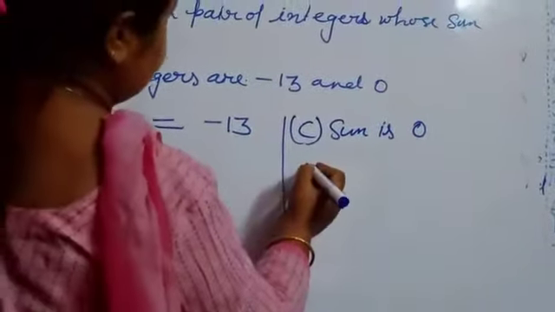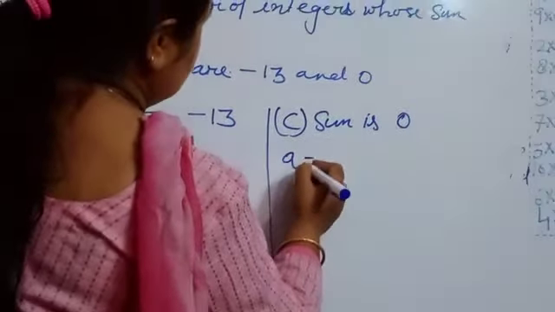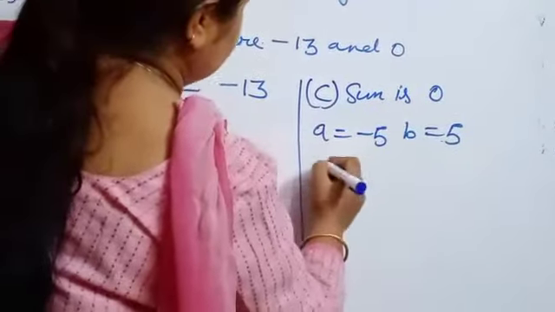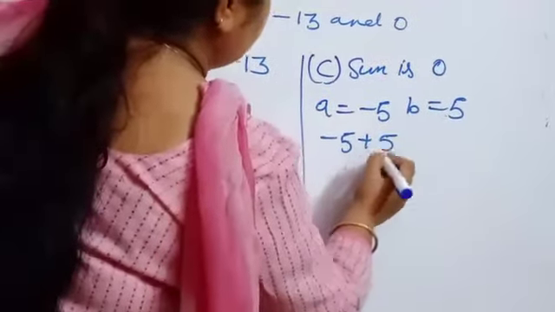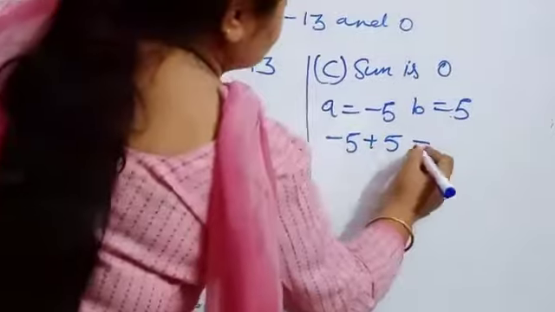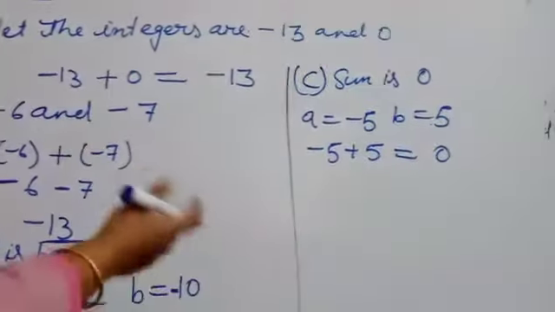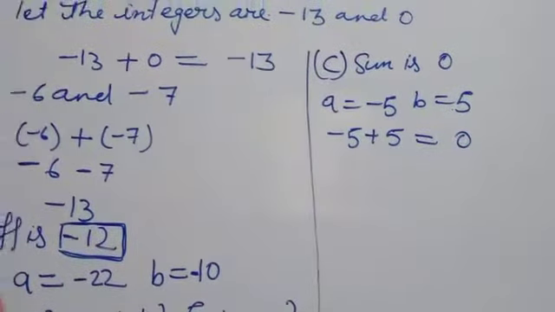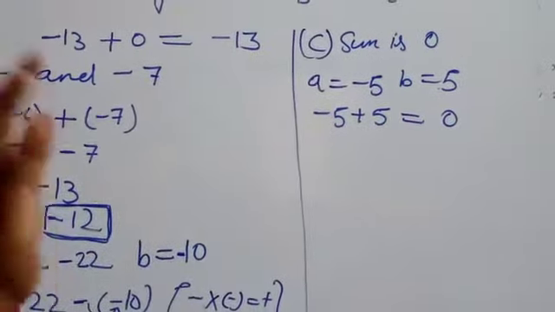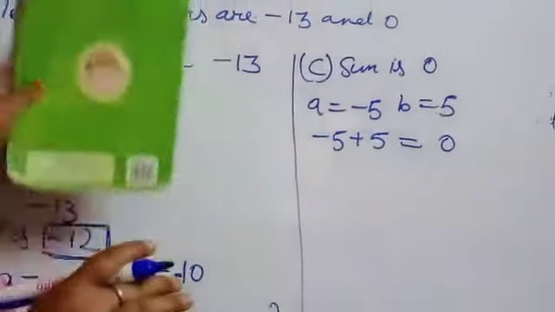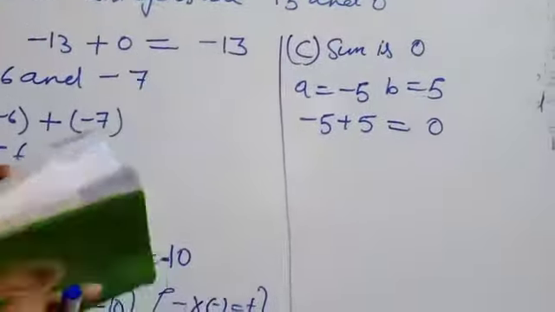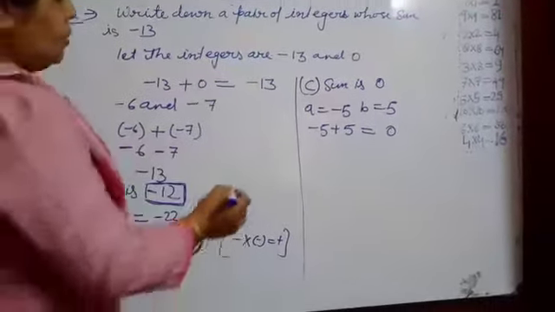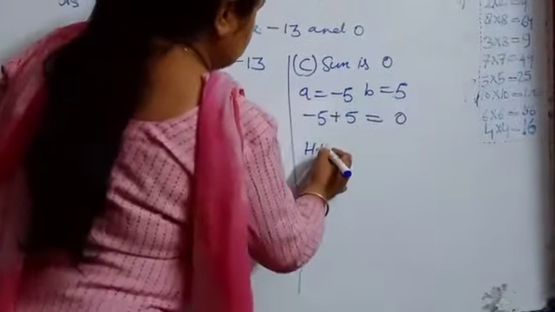Suppose I have taken A equal to minus 5 and B equal to 5. So if I take their sum, minus 5 plus 5, it always comes 0. So in this way you can write minus 7 plus 7, minus 2 plus 2, minus 10 plus 10, and many more answers. Infinite numbers of answers can be for this question. In this way, 3 parts of this question I have done myself. D and E parts will be your homework from this question.